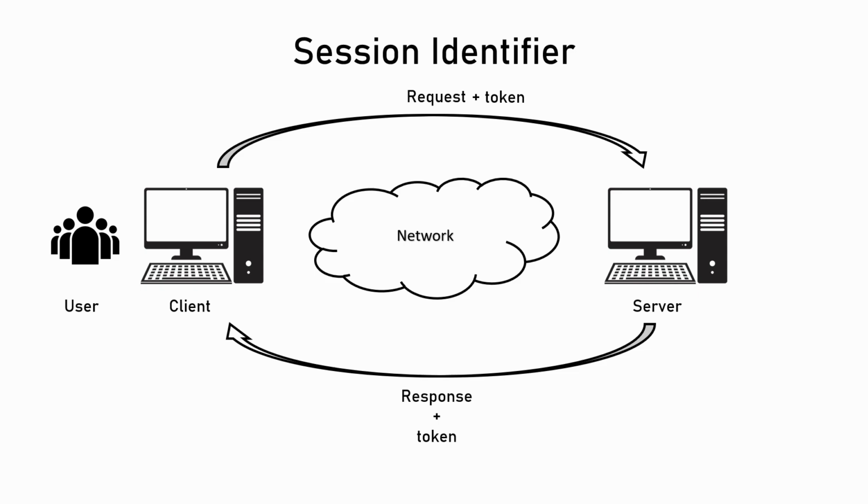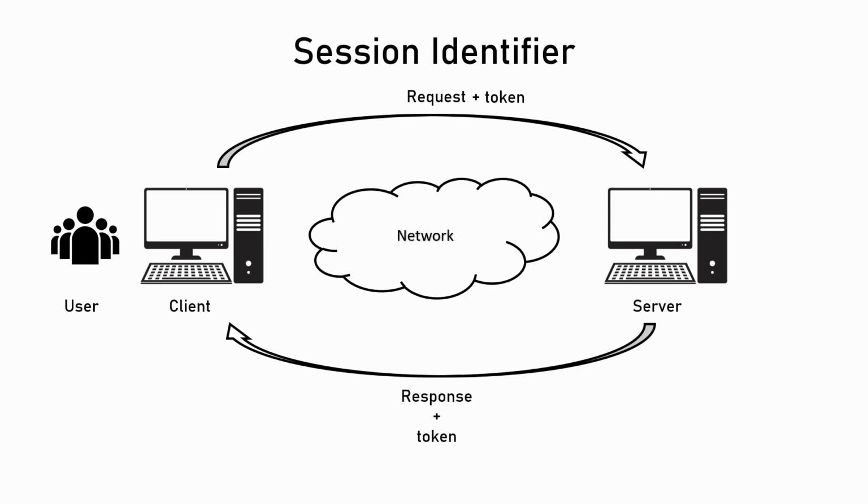So if the server can correctly identify the client using that token, what it does is it extracts the necessary information that is related to the client from the backend database and sends it back to the client along with any new information that the client has requested.